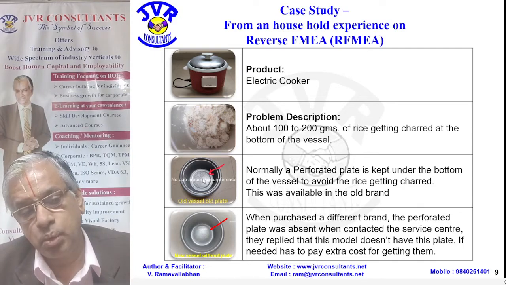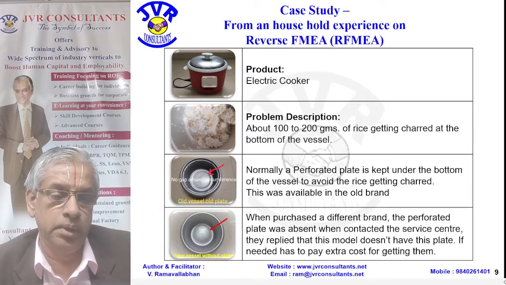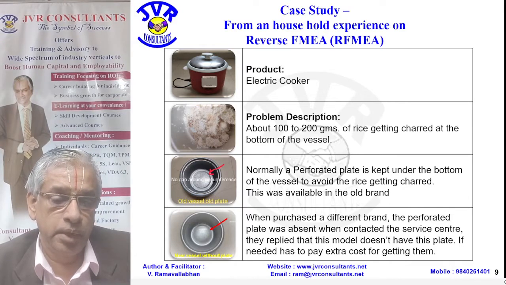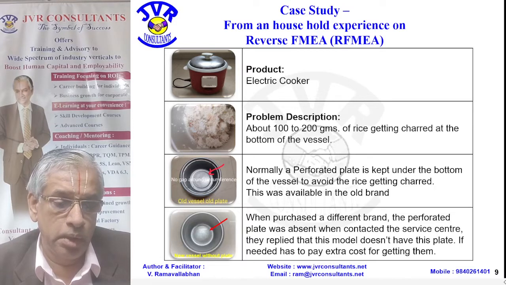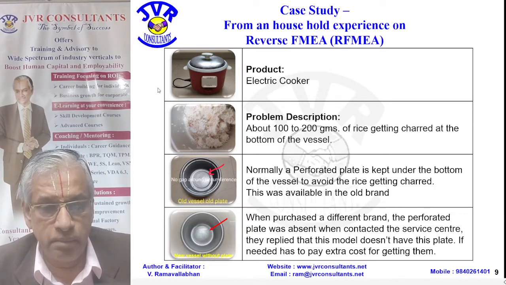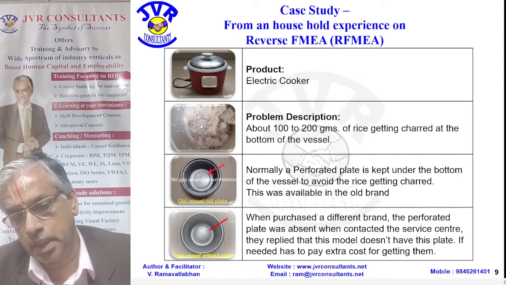The idea is that the rice should not directly come into contact with the bowl, because the bowl is directly in contact with the hot plate, so there is a possibility of the rice getting charred. It was available in the earlier model. In the new model, it was not available. Because of this, every time we cook, 100 to 200 grams of rice gets charred.